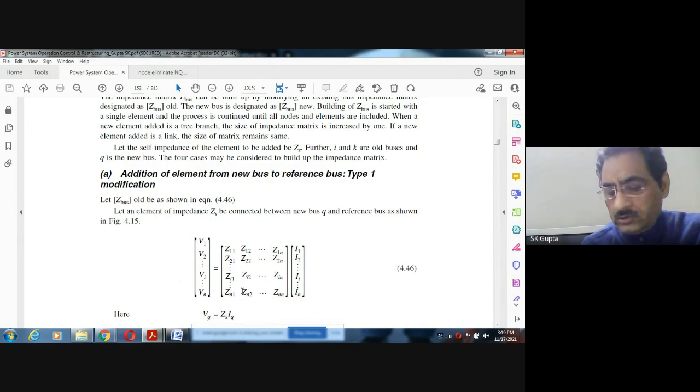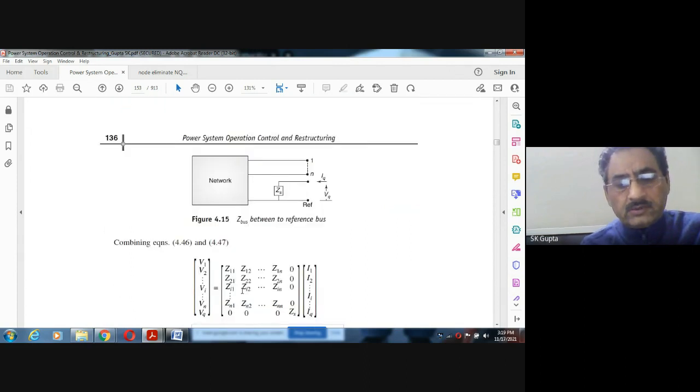If you add this equation here, it will be represented like this. VQ is equal to this row. If you multiply this row with this column, then 0 multiplied by I1, 0 multiplied by I2, 0 multiplied by IN, so this is 0, only ZS IQ remains. So VQ will be equal to ZS IQ, and this we already have. V1 is equal to this row multiplied by this column, so IQ multiplied by 0 will not have any effect. So this means the new Z bus will be like this.